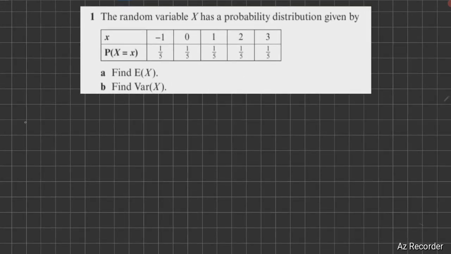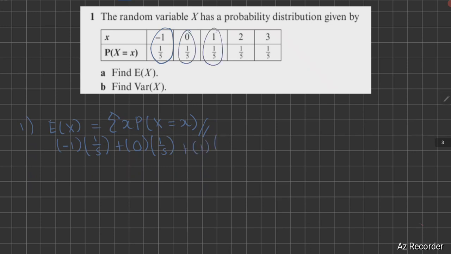Okay, so the random variable x has a probability distribution given by the table. So firstly, we want to find E(x). So finding E(x), we want to apply our formula of E(x), which is equal to the sum of x times p(x) here. Okay, so for this first value of x, we want minus 1 times the probability of x, add x times the probability of x for the next one here, and for this one, x times the probability of x, and so on until this value here.